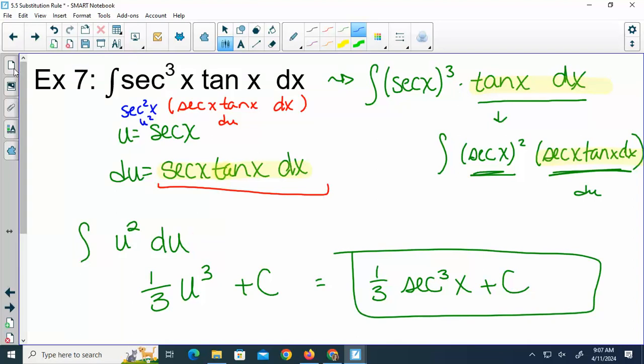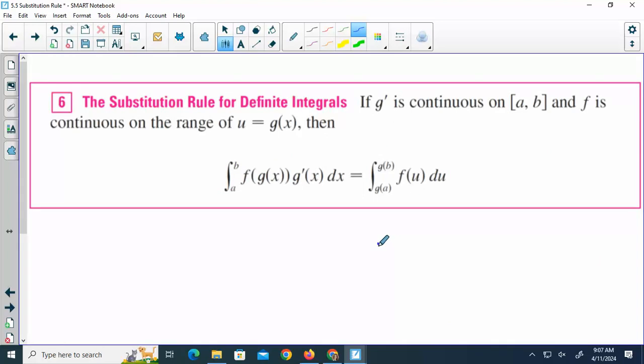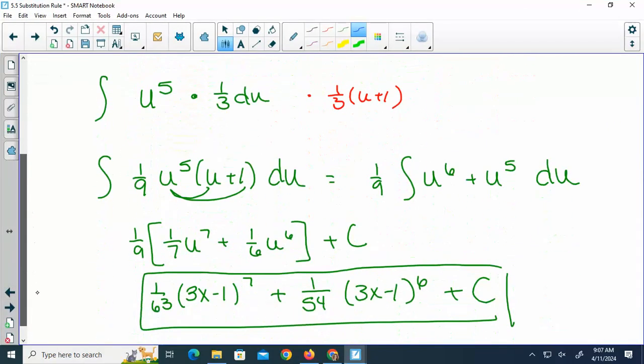So I want to keep practicing this, but I want to start doing some with definite integrals. There are really two different options for the definite integrals. The first option is that we work this out, we change it back to x's at the end, and then we plug in our limits. If we have numbers to plug in, we don't need the plus c, so you could do the normal substitution, go back to x at the very end, and plug in your limits.